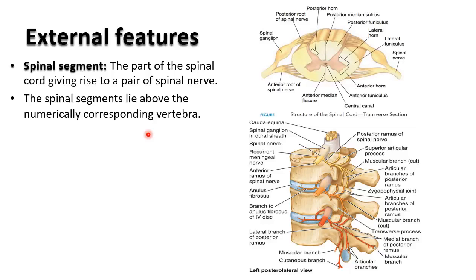C1 and base of skull, the C1 arises. Now for example, if you consider this as C1 and this is C2, so what emerges here is the C2 vertebra. So that means the C2 spinal nerve is actually originating above the C2 vertebra. So that is why it emerges above the numerically corresponding vertebra. Are you able to understand?